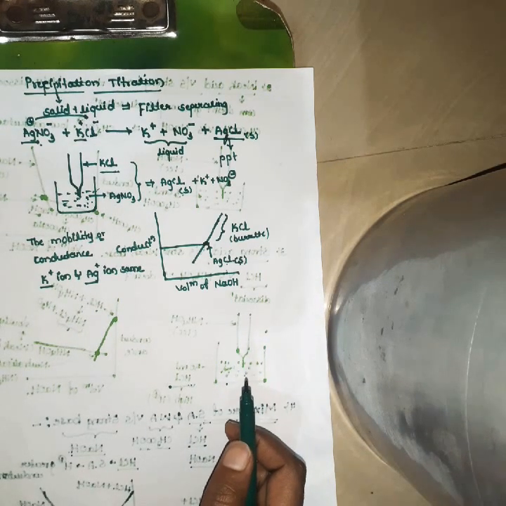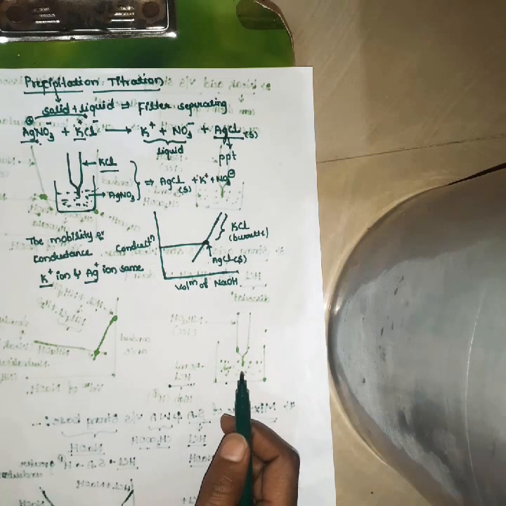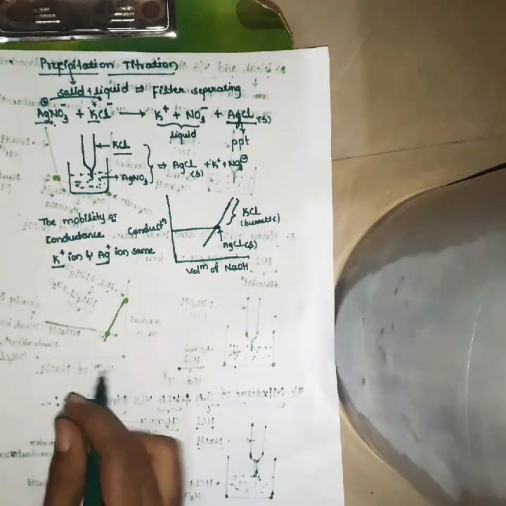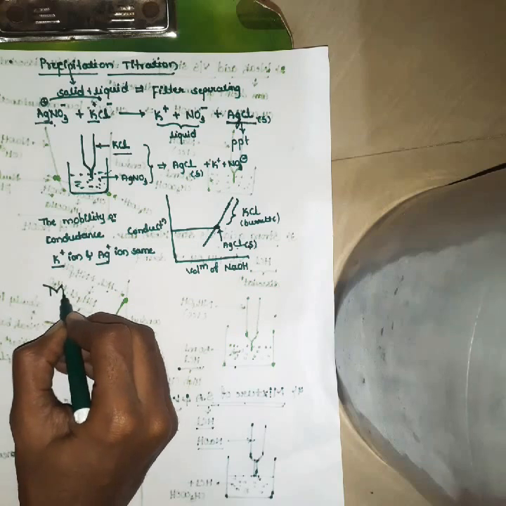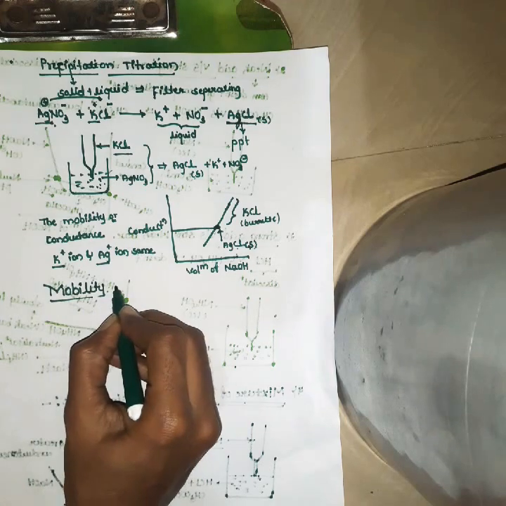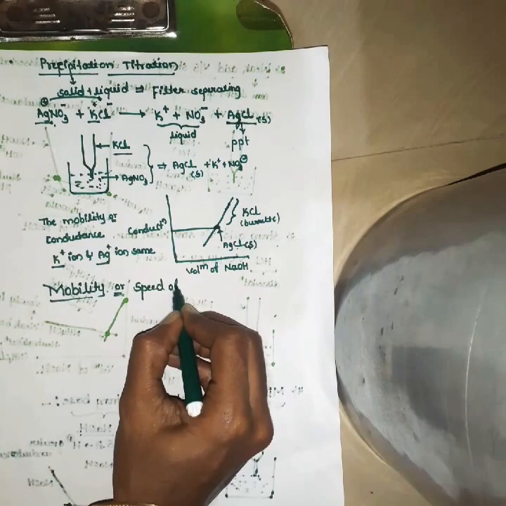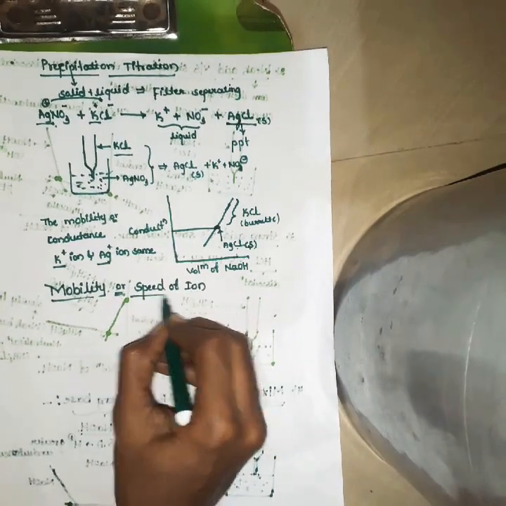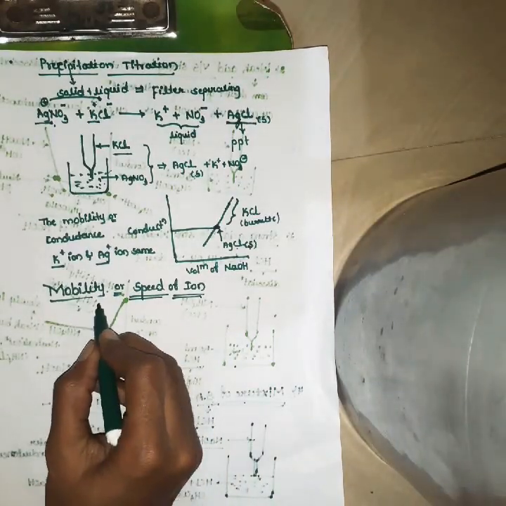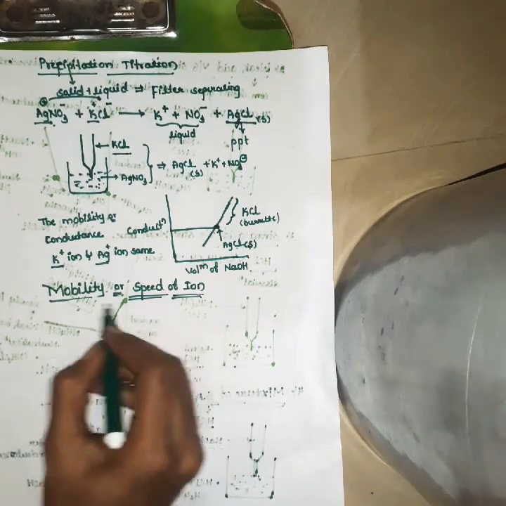Then the next one is, what do you mean by mobility of ion or mobility of solution? Mobility is also known as speed of ion. The examiner will ask the definition of mobility of ion. We know mobility means speed of the ion.